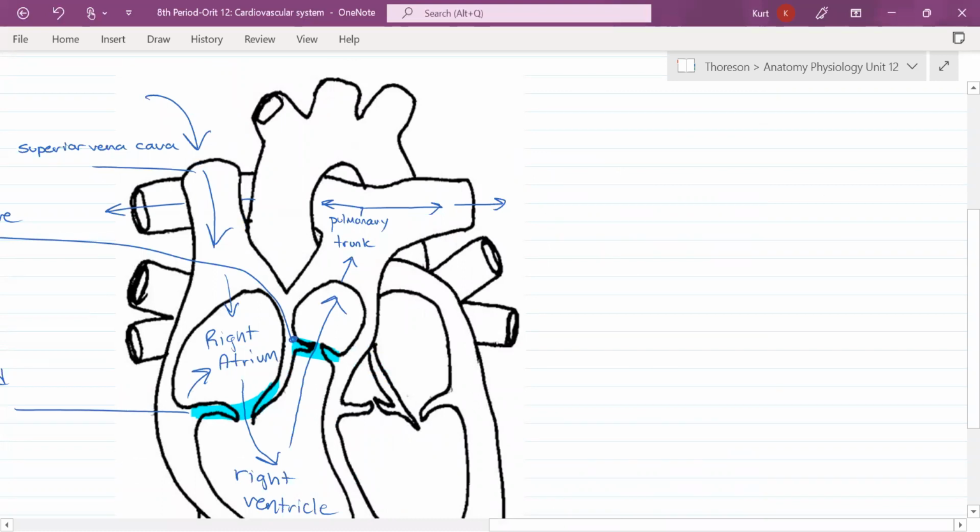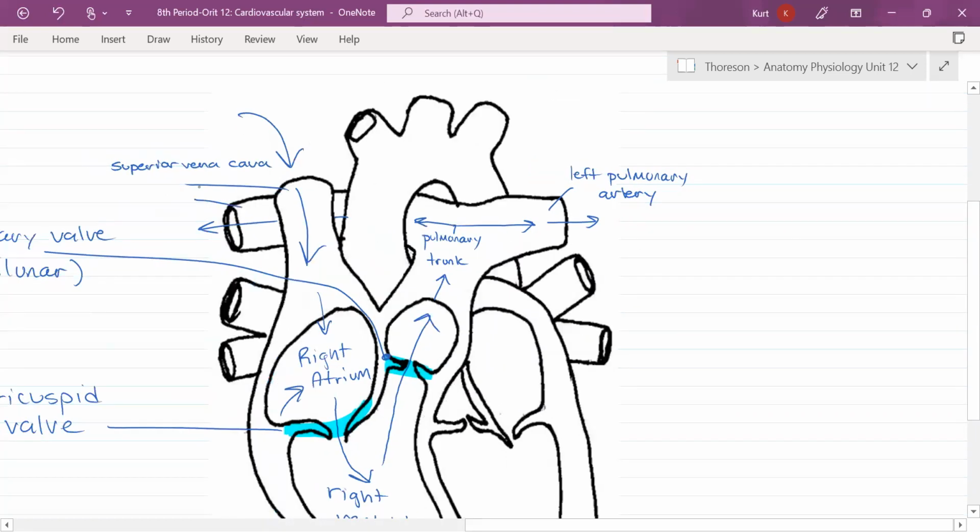Now, here's the thing I told you earlier. There is one type of artery in your entire body that is an exception to the rule. The majority of arteries carry oxygenated blood. These arteries are carrying deoxygenated blood. These are your left and right pulmonary arteries. This is going to be your left pulmonary artery. And over here, this is going to be your right pulmonary artery.